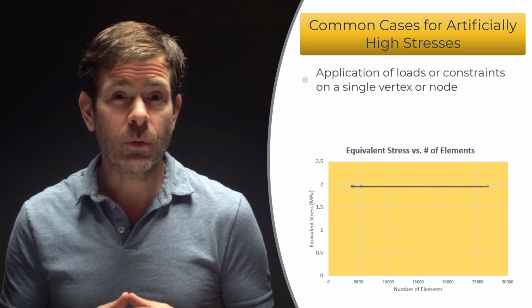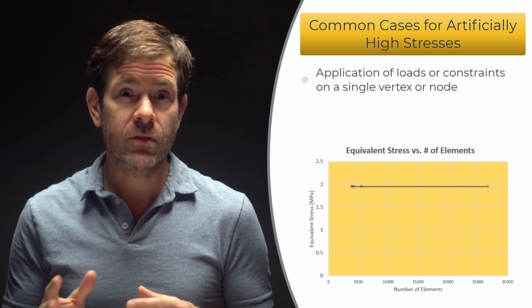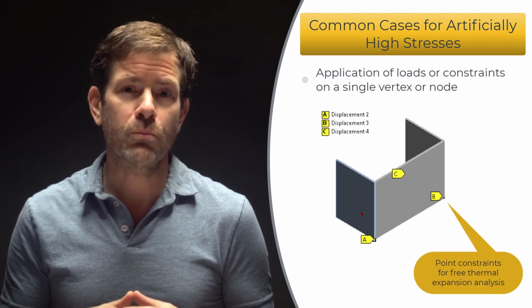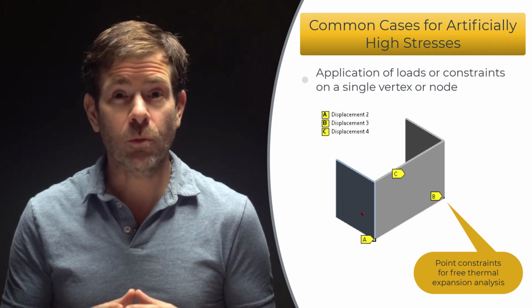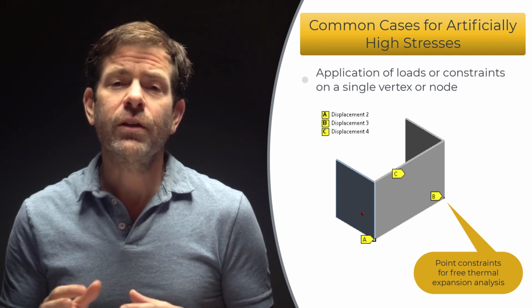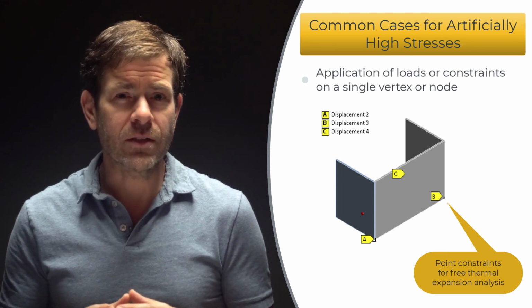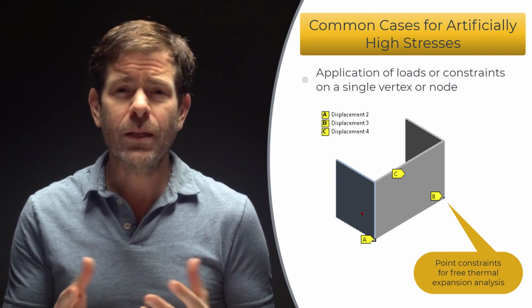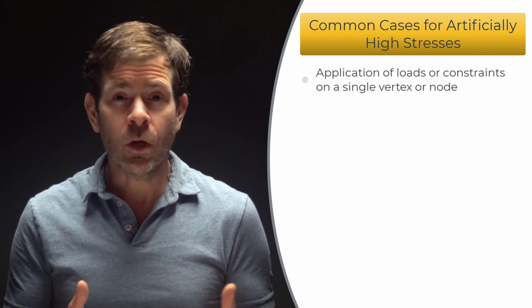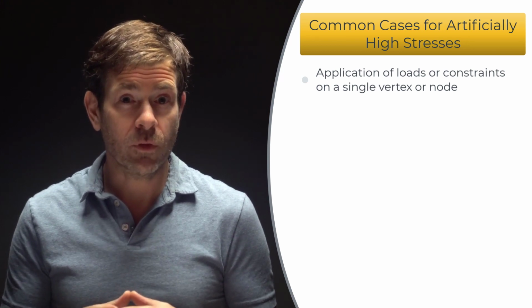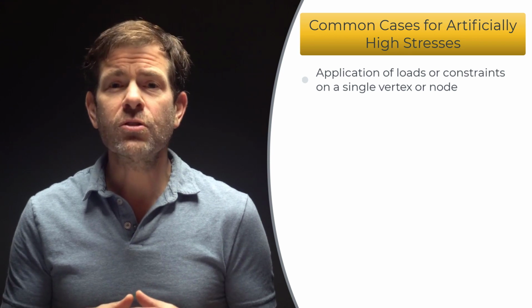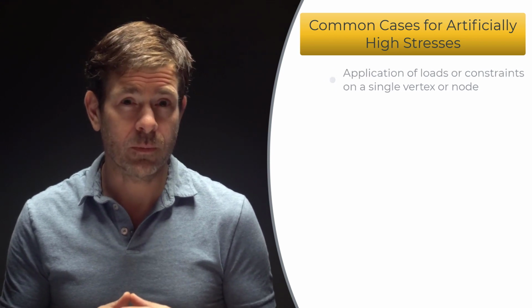Now, there are times we may use a constraint on a vertex, such as when we wish to apply minimal constraints to a body just to hold it from moving, as in the case of free thermal expansion or inertial relief. In these cases, there are only very tiny forces that arise to prevent rigid body motion, and applying the constraints to the vertices or nodes is acceptable. Also, applying a force or constraint on a vertex of a line body does not show this behavior, so there is no reason to avoid these situations.